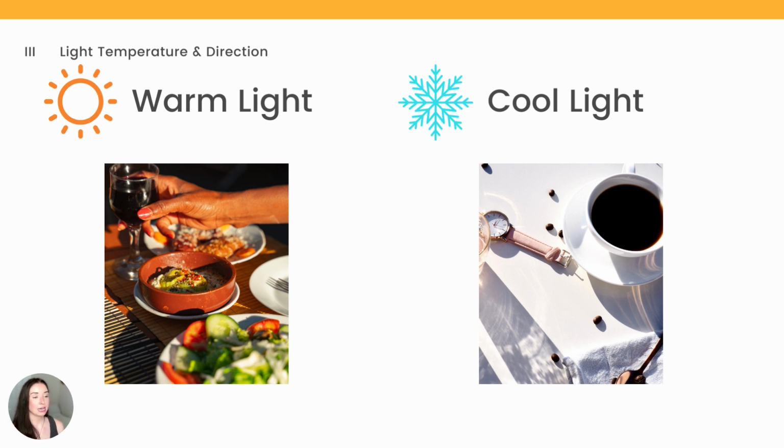Now, cool light, you're going to get cool light during the peak time of the day, no matter what direction your window is facing. So if it's noon, 1 o'clock in the afternoon, you're going to probably get cool light through your window no matter what direction that's facing.